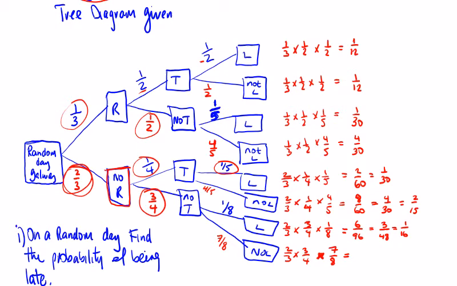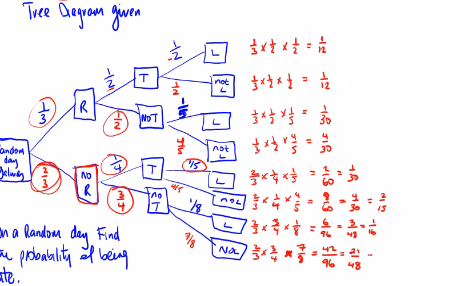And on top, 2 3s are 6 by 7 is 42 over 12 by 8 again, 96. 21 over 48, which is equal to 7 over 16.